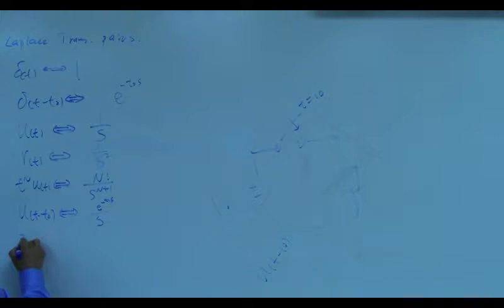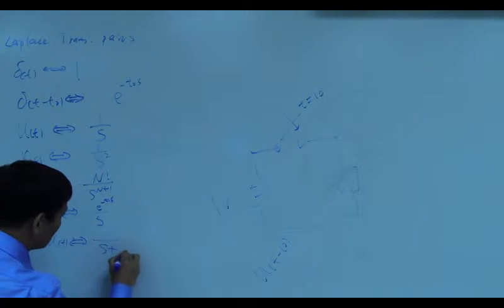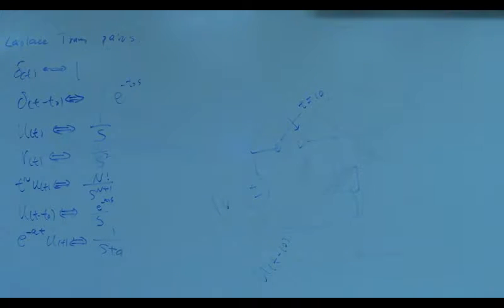We have another one, e to the negative at times ut. This is the first example we discussed for the Laplace transform. We calculate this directly from the definition. Again, you need to memorize this. This is 1 over s plus a.